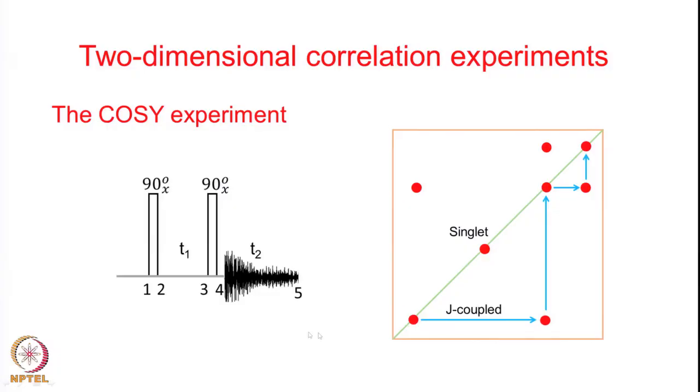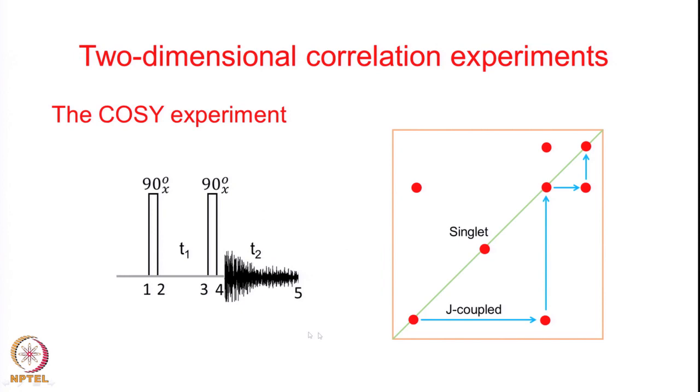So first we will look at the proton-proton correlation experiments, because in the initial years it was all homonuclear proton experiments which were designed and used for a variety of purposes. This experiment is called COSY, correlated spectroscopy. The abbreviation is COSY, and it is very commonly used in organic chemistry, biochemistry, and biological chemistry and what not. This experiment consists of a simple pulse sequence.